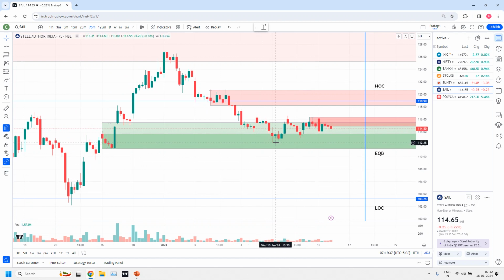Okay, but it is not a fresh zone, it is already a tested zone. In a tested zone, can we plan a trade? We cannot plan trades if it is a tested zone. But if it is a high liquidity zone, we can plan. How do we know it is a high liquidity zone? Our NeoStock software tells that.